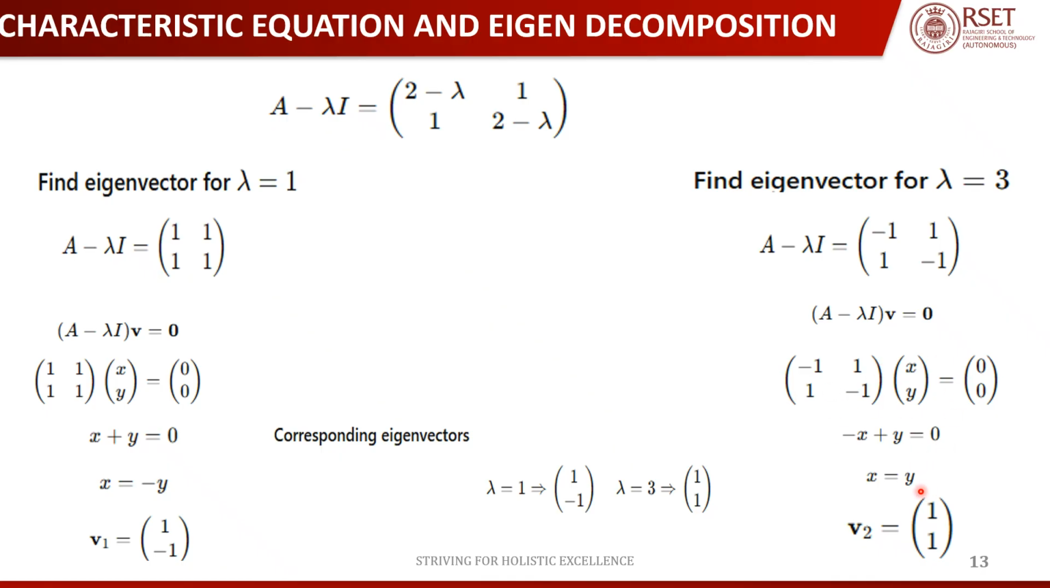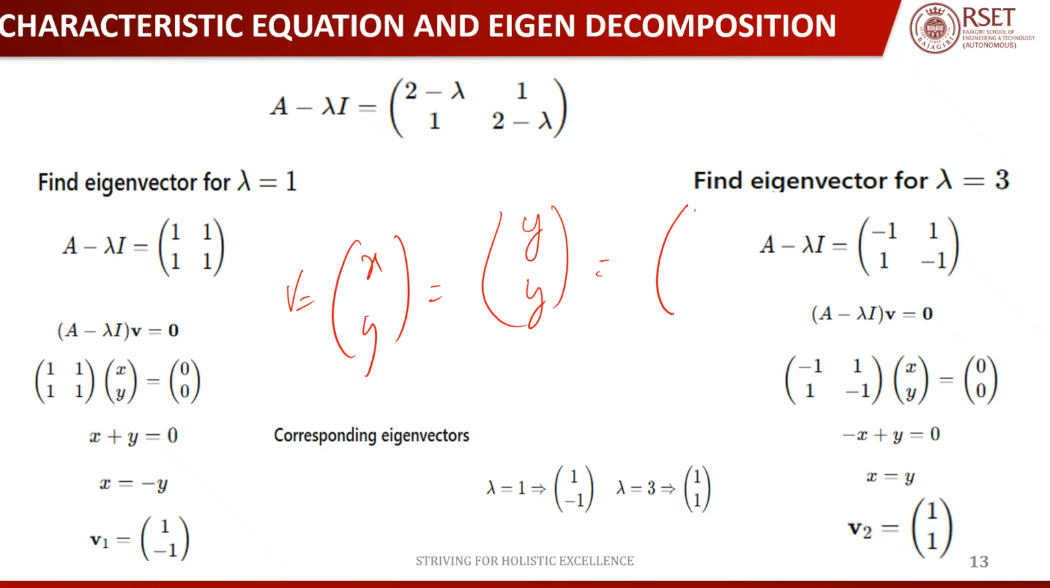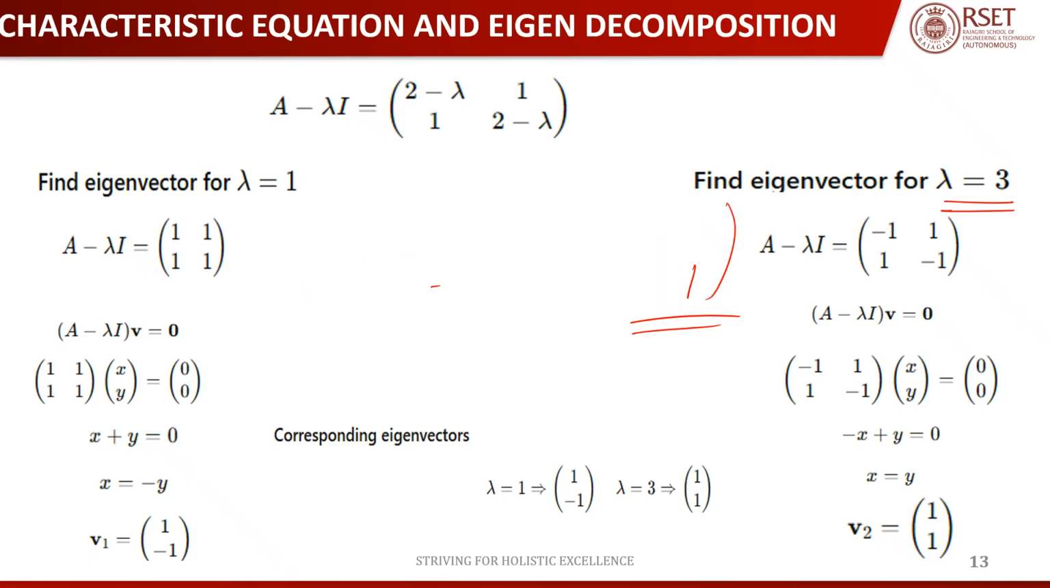In both cases you have the relation X equal to Y, and if X is equal to Y, since V is equal to XY, you have the eigenvector, let's substitute it, since X is equal to Y, let it be YY. So you can choose any arbitrary vector, let it be 1. So this will be the arbitrary eigenvector corresponding to the eigenvalue lambda equal to 3. Okay, so this is the way you find the eigenvector corresponding to a particular eigenvalue.